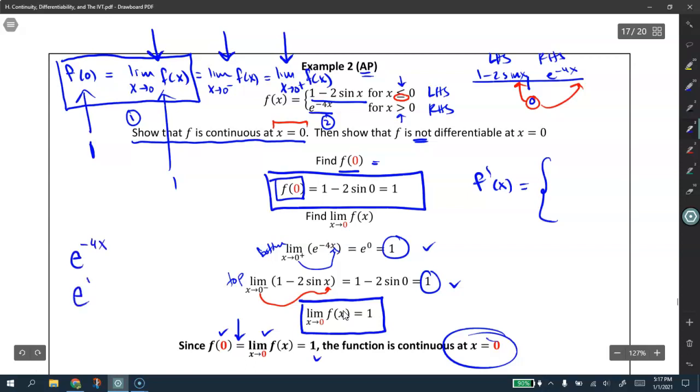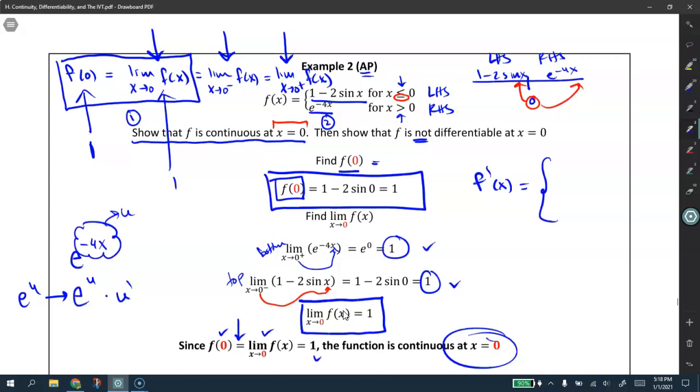Now when you take the derivative of e to the negative 4x, in case you have forgotten how you work with this, recall that there's a formula that incorporates the chain rule, and it says that the derivative of e to the power of u is e to the u times u prime. And so this right here is your u. You should know that by heart.